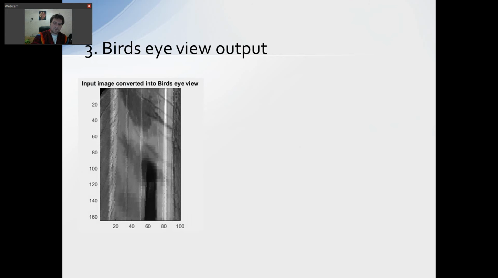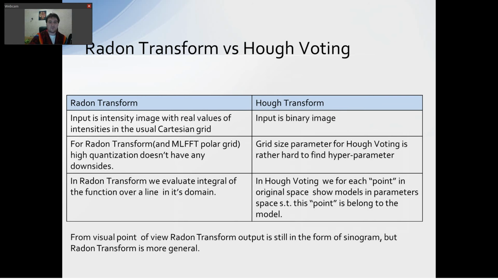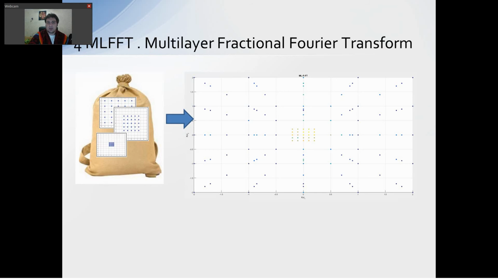It looks like this. The Radon transform is: you give me a line and I evaluate the integral over the line of some predefined function. The Radon transform has a deep interconnection with the Fourier transform. The standard Radon transform looks like a synonym of Hough voting, but it's not Hough voting. For the Hough transform, the input is a binary image. For the Radon transform, the input is an intensity image with real values. In the Radon transform, we evaluate an integral over the function of a line. In Hough voting, we vote, so the schemes are different.